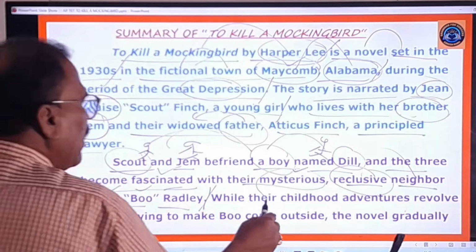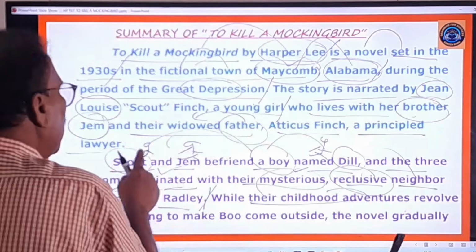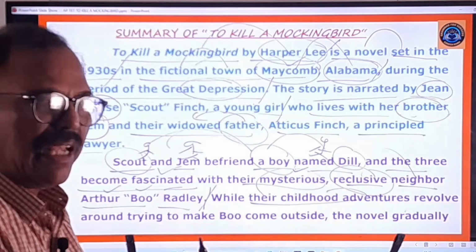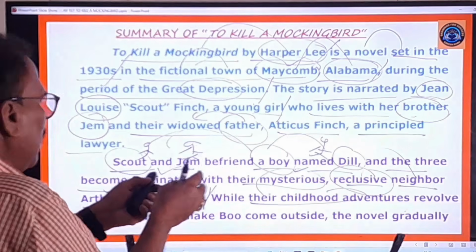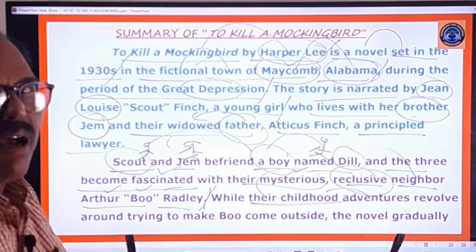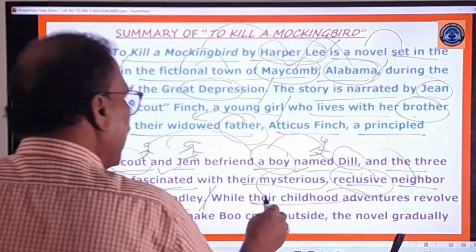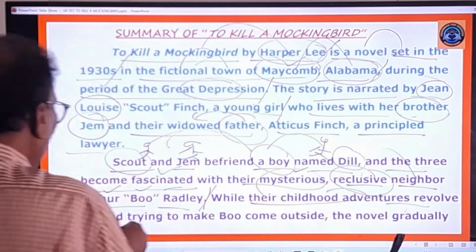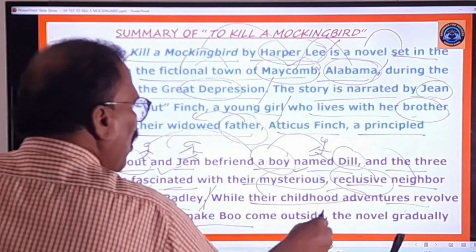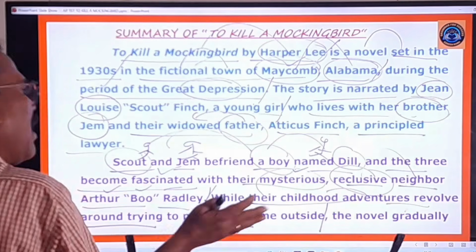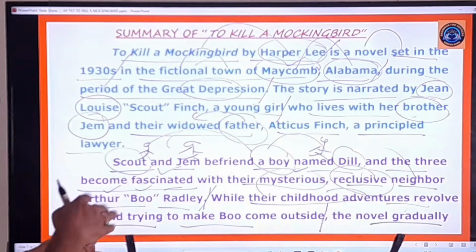So here, in their childhood adventures, Scout, Jem and Dill were all young children and they wanted to bring this Arthur Boo Radley out of his house. So that was their motto. Their childhood adventures revolve around trying to make Boo come outside, to bring Arthur Boo Radley out of his house. While they were trying like this, what happened?